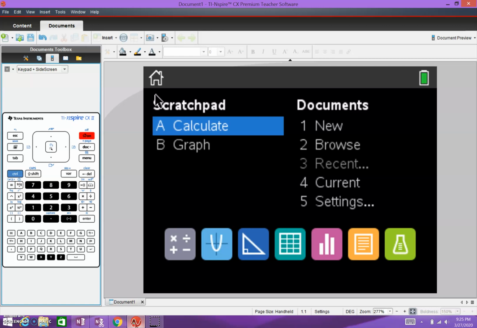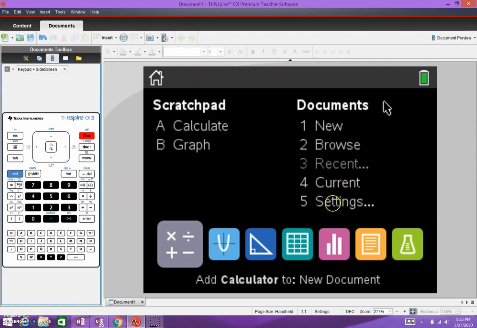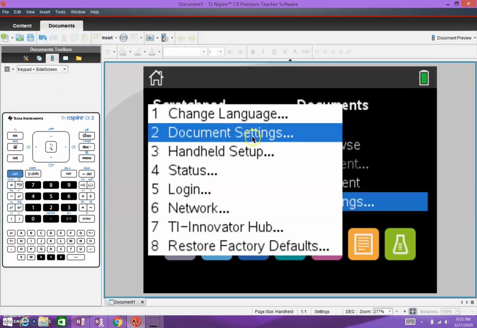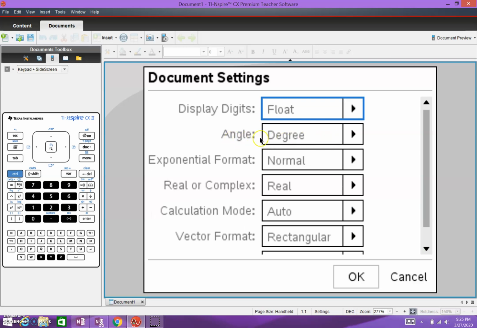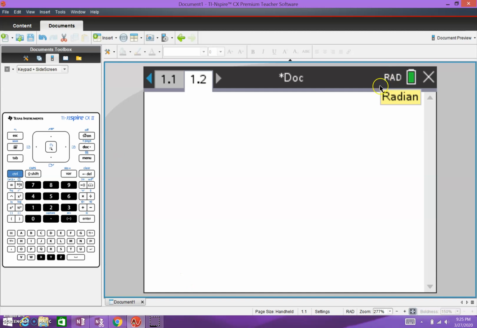So when you go into a document, you can see up here in the upper right corner that we're in degree mode, and that's great if we're going to deal with something like 45 degrees or 30 degrees. But maybe we want it in radians, like pi over 6 or pi over 4. You should be able to go back to your home menu in your settings, and then in document settings, this is where you change that angle. If you want it in radian mode, just press OK, and now when we go to a document, you can see it says RAD up there instead. Okay, so just to make sure we're aware of that.